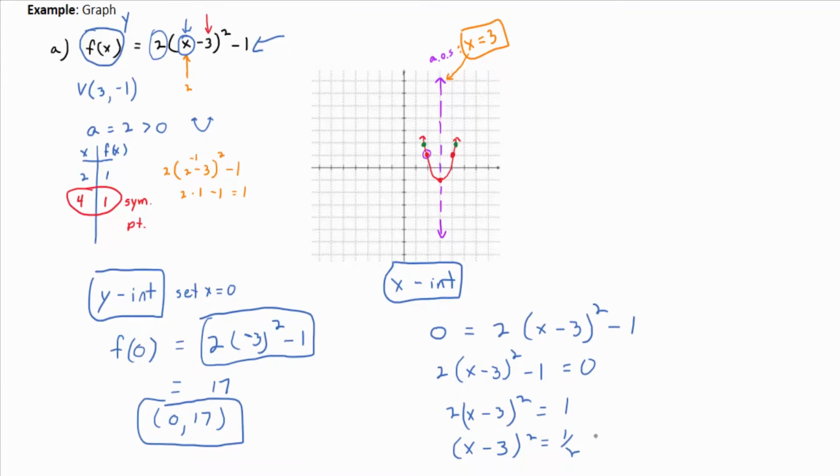Okay, I'm going to go up here to finish this off. What do I do to both sides? Square root. What do I have to remember in front of the square root of the half? Plus or minus. So I get x minus 3 on the left equals plus or minus root 1/2. I'm going to break that up. Isn't it root 1 over root 2 plus or minus root 1, which is 1 over root 2? The square root breaks up over division, right?